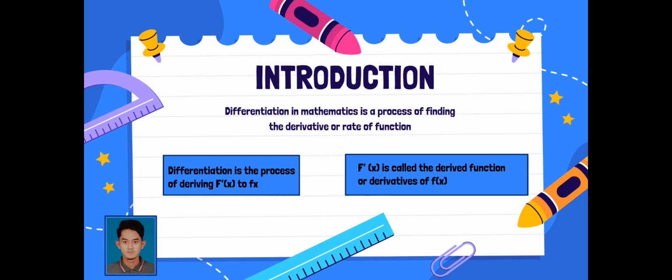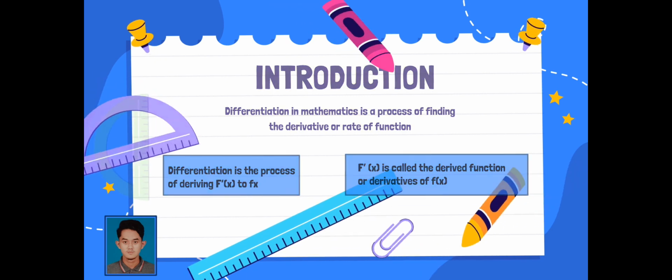Before we talk more about this topic, first I'm going to talk about the introduction. Differentiation in mathematics is a process of finding the derivative or rate of function. Differentiation is the process of deriving f prime x from f(x). F prime x is called the derived function or derivative of f(x).